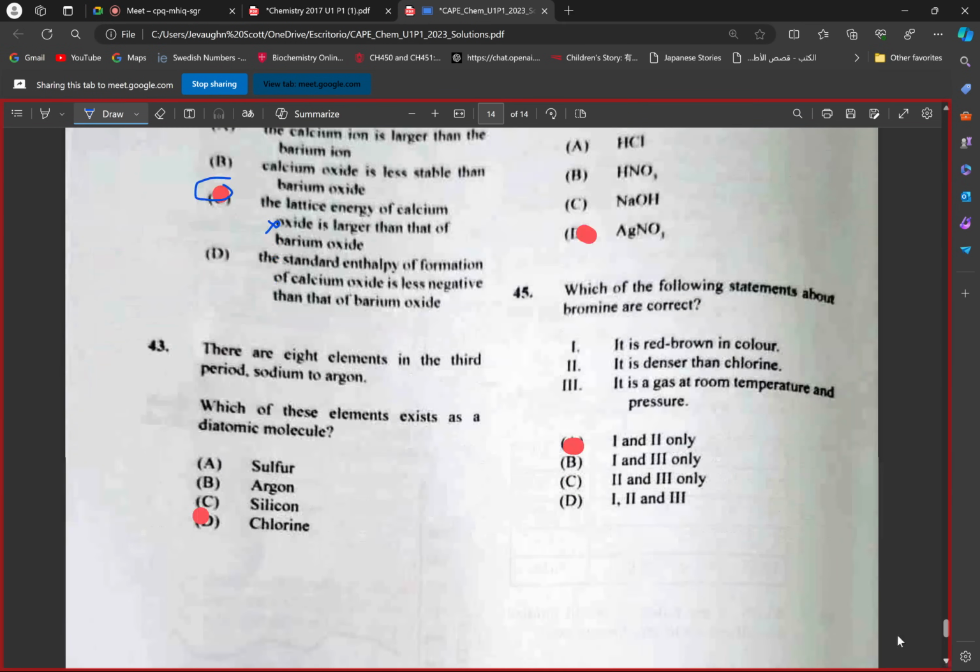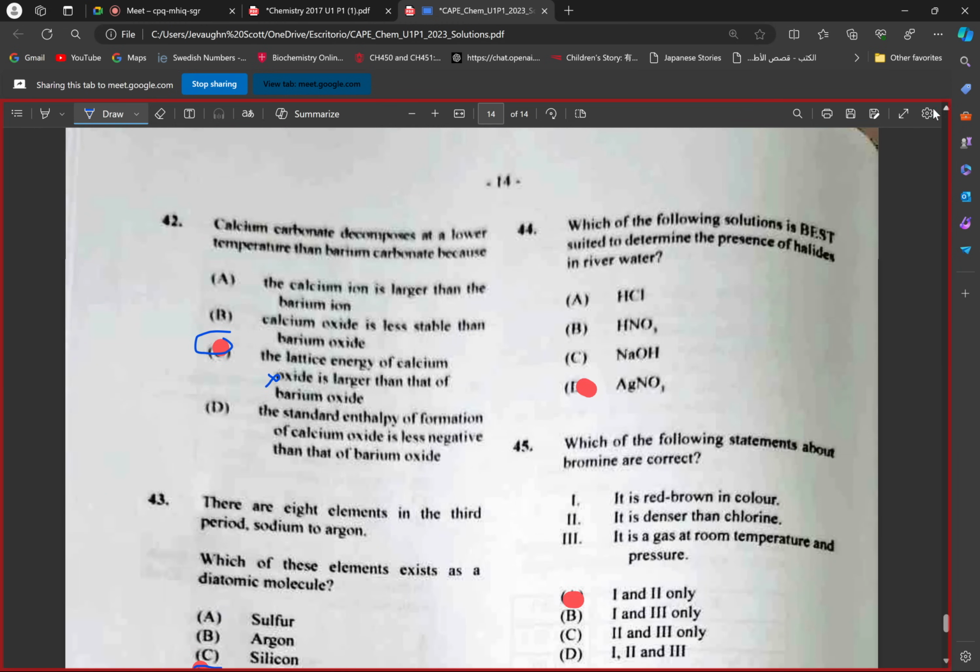There are 8 elements in the third period, sodium to argon. Which of the following elements exists as diatomic molecules? That would be chlorine because it is in group 17. It is a halogen. Then which of the following solutions is best suited to determine the presence of halides in river water? That would be sodium nitrate.